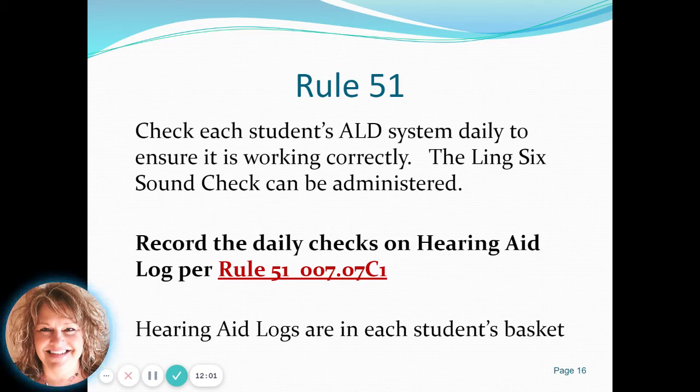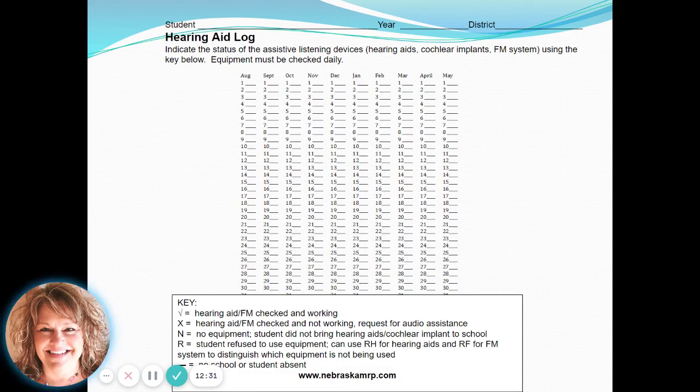With Rule 51, you are required to check your student's equipment to make sure that it's working properly, and that a Ling 6 sound check can be administered. And you want to record that those things have been done to make sure that the hearing device and FM, or I should say DM devices, are working properly. And you'll be making a daily check on the hearing aid log. Those logs can be found in your student's basket. And they look like this.